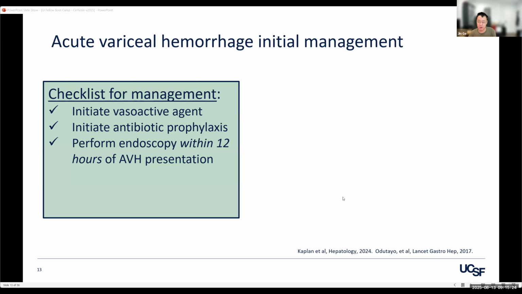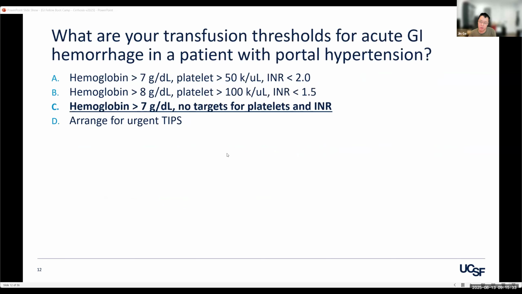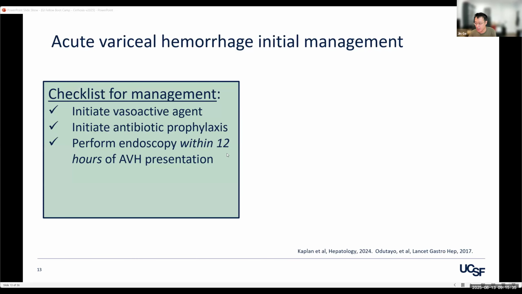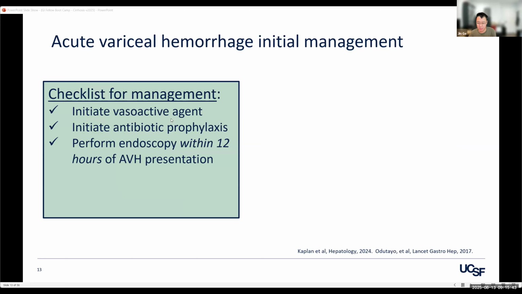And this is assuming somebody who has hematemesis and has portal hypertension. It's a variceal bleed until proven otherwise. And so these are the guidelines from 2024 from the AASLD. In the acute variceal hemorrhage, the initial management is that you are initiating a vasoactive agent, you give antibiotics. You should perform endoscopy within 12 hours of the presentation, which is logistically very, very hard.